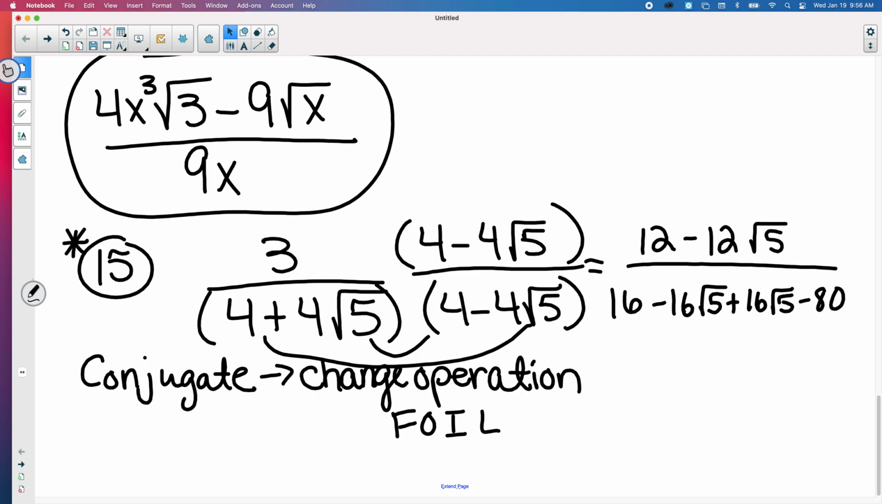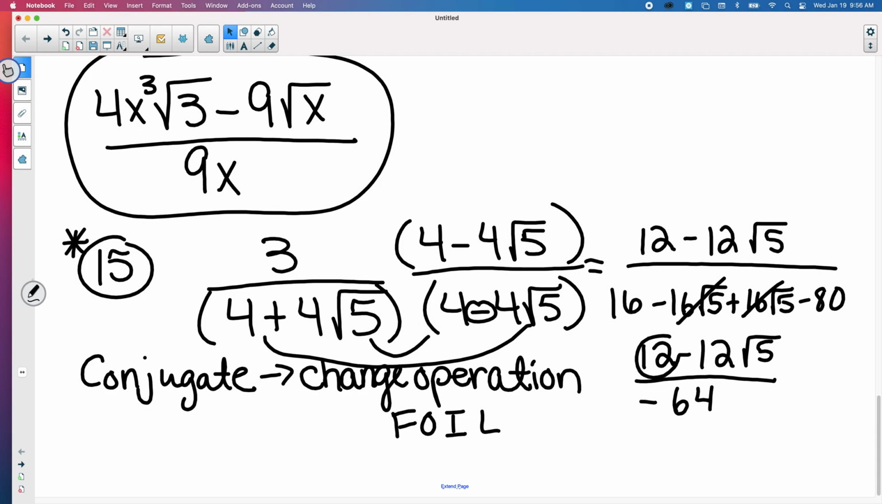Alright, so what happens to the two things in the middle? Yes. They cancel. That's the purpose of the conjugate. Changing the sign is the only way to get that to happen. If one is plus and one is minus, then these two in the middle will cancel, which gets rid of the radical that was our issue in the beginning. So then I just have, what's 16 minus 80? Negative 64. So on top I have 12 minus 12 radical 5. On bottom I have a negative 64.